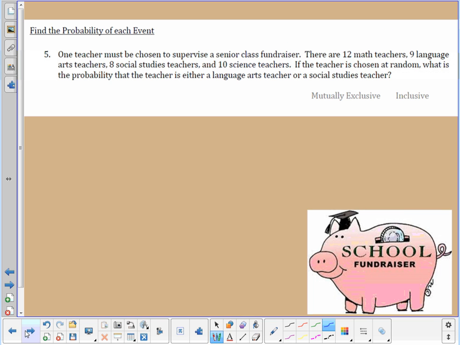Okay, so now let's actually practice calculating some of these things on the back. So if I look at number 5, it says one teacher must be chosen to supervise a class fundraiser. There are 12 math teachers, 9 language arts, 8 social studies, and 10 science. If a teacher is chosen at random, what is the probability that a teacher is either a language arts or a social studies? Okay, either language arts or social studies. So you have two things that you're looking at here, and you have to decide your successes for language arts, your successes for social studies, and is there anything in the both category?